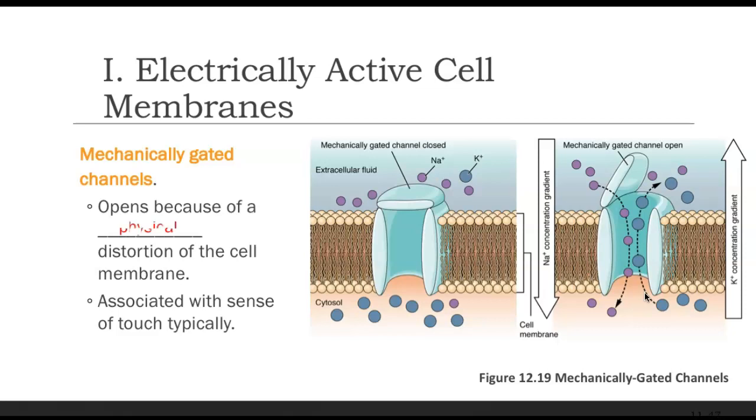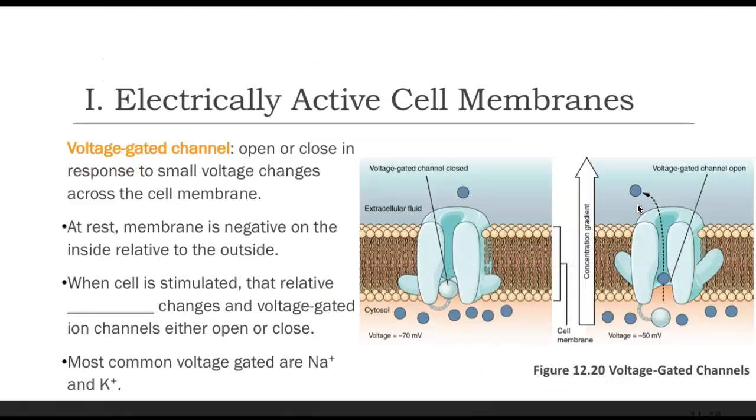The other type of channel we have is a mechanically gated channel. This is going to open because of a physical distortion of the cell membrane. Maybe we sense a type of touch or a stretch within this cell membrane, and that is what's going to cause this channel to open, allowing ions to move through.